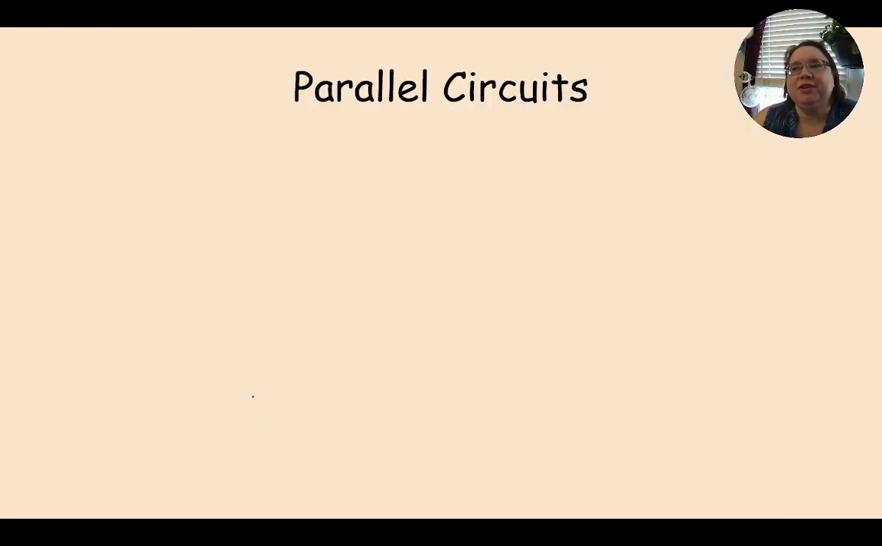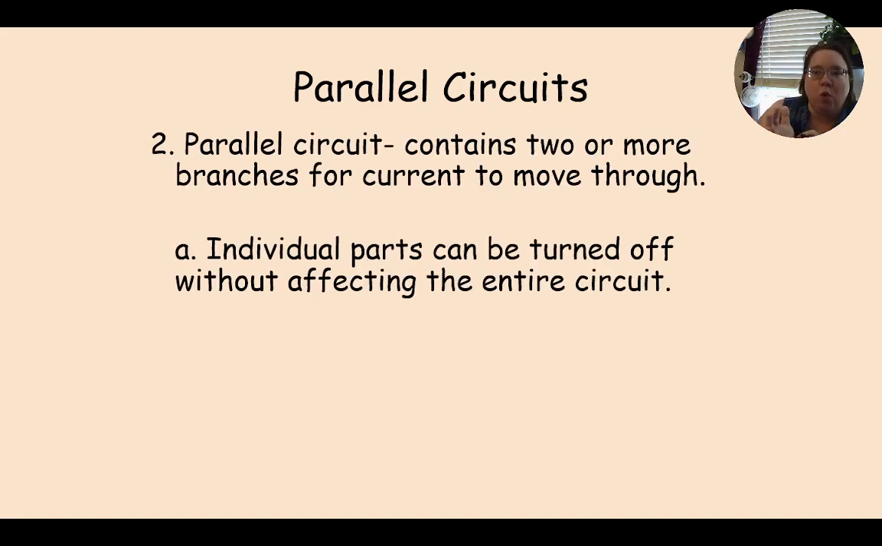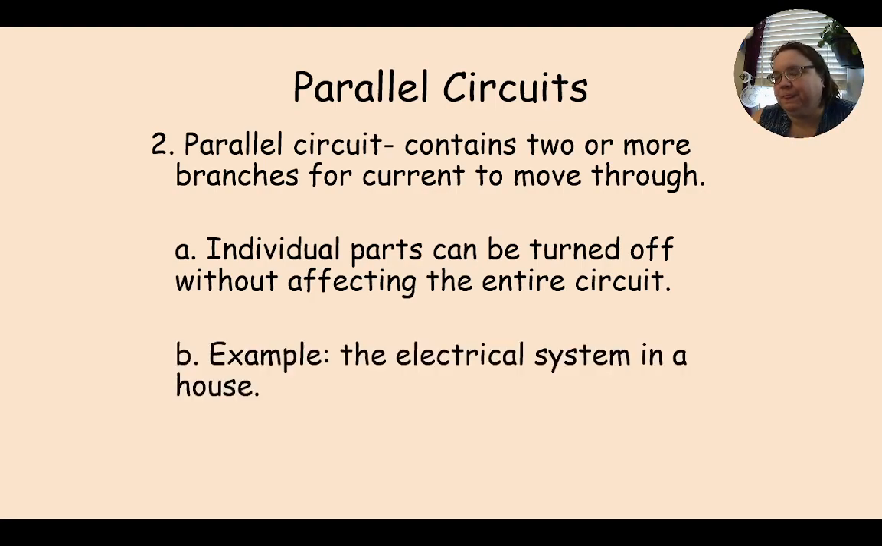So our other type of circuit is parallel circuits. Parallel circuits contain more than one branch for the electrons to flow. So 2 or more branches for the currents. The nice thing about parallel circuits is individual parts can be turned off without affecting the entire circuit. This is the type of wiring that you have in your house or in schools or in other buildings. We can turn the electricity off to certain rooms without affecting the current in other rooms.